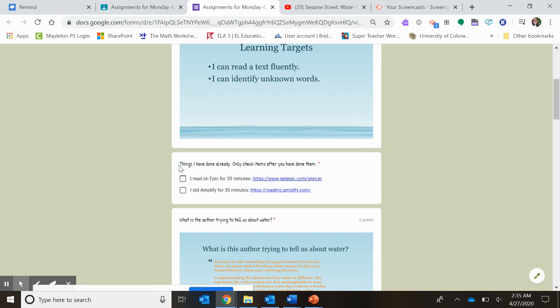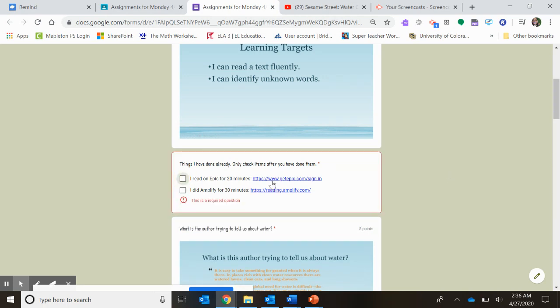This is your checklist, so it says things I have done already. Only check items after you have done them. So if this is the first thing you do for literacy today, you cannot check these off until you do them. Okay, don't just check them off and say you've done them and you haven't. I can tell when you haven't done them.